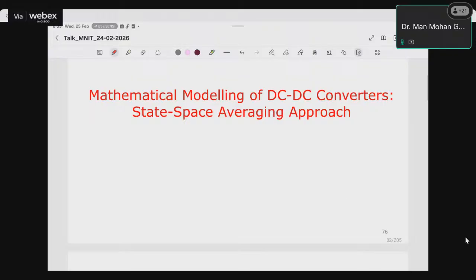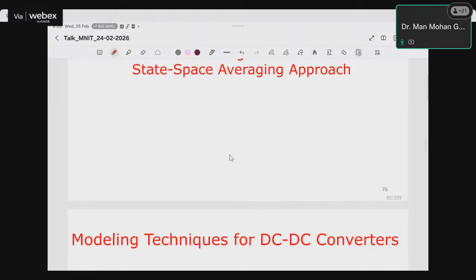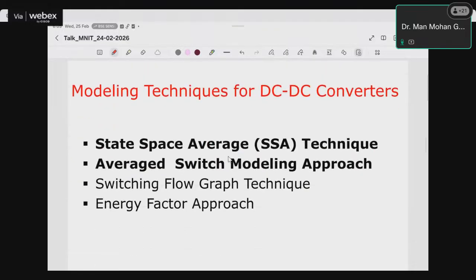Okay, so we start this new topic, mathematical modeling of DC to DC converter. There are various techniques for mathematical modeling of DC to DC converter. First we will try to understand why this modeling is required for any physical system, not only for converters itself. When we say we are doing mathematical modeling, it means there is something physically available. We are just capturing its dynamics and making its equivalent model. So why is it required?